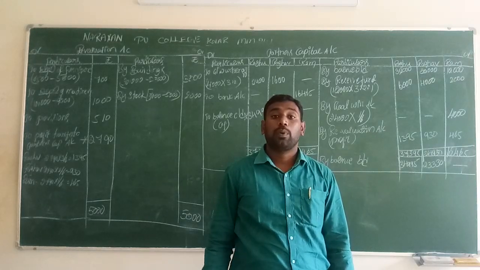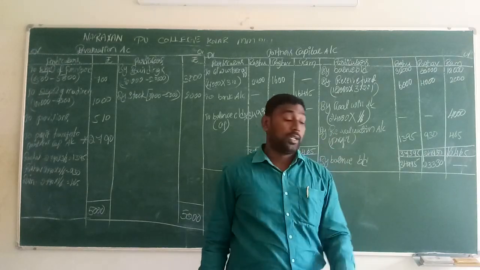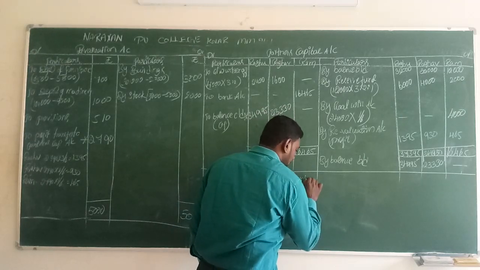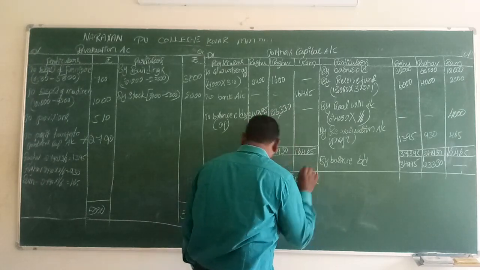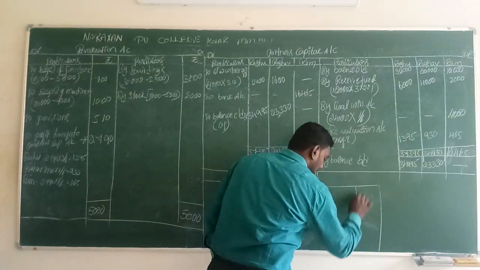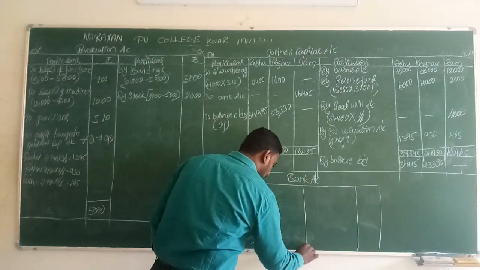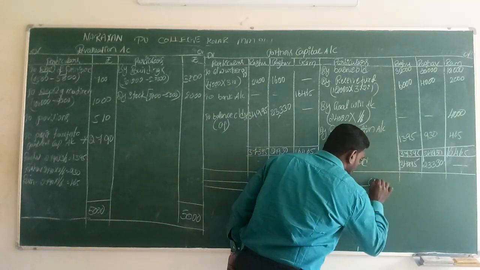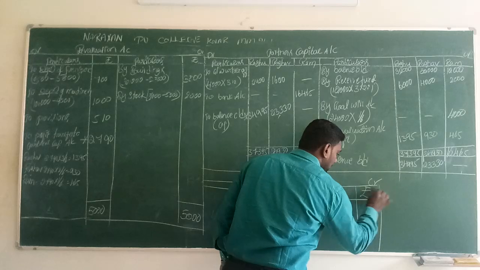Let's come to the opening of the third account, that is the bank account. We should draw the bank account with particular amounts. Debit and credit sides are compulsory, we have to write.